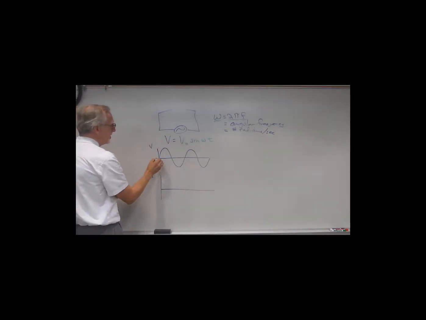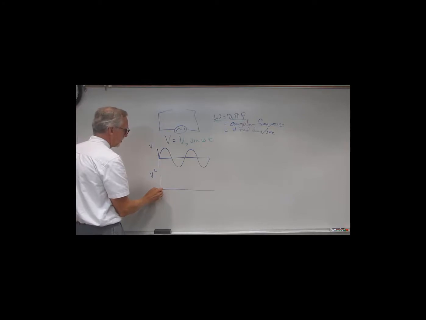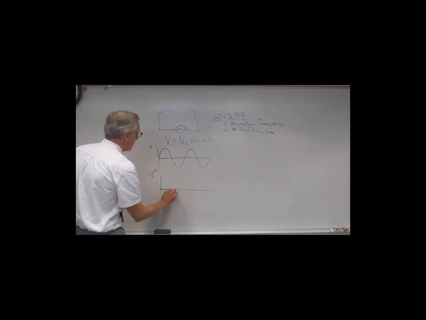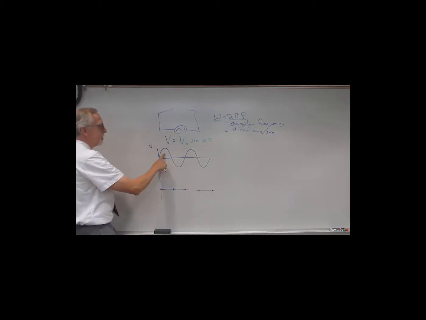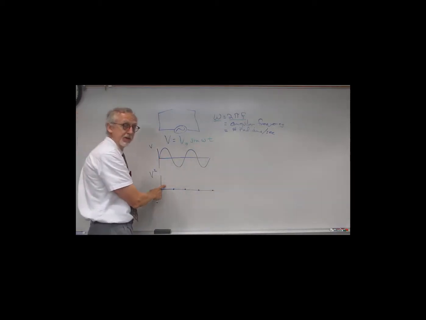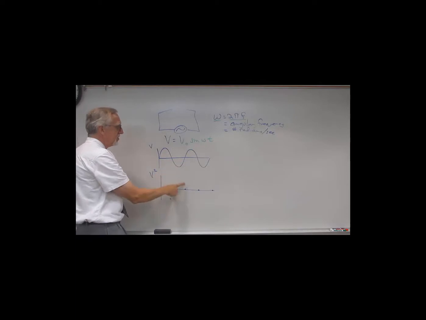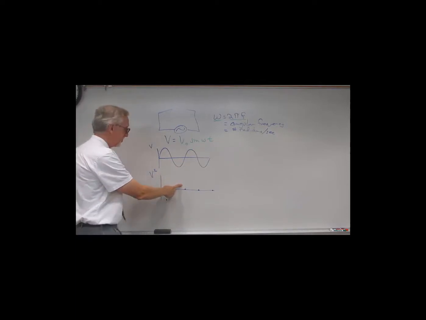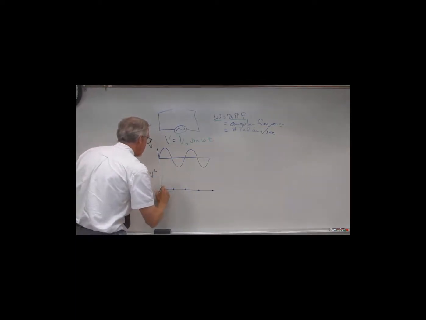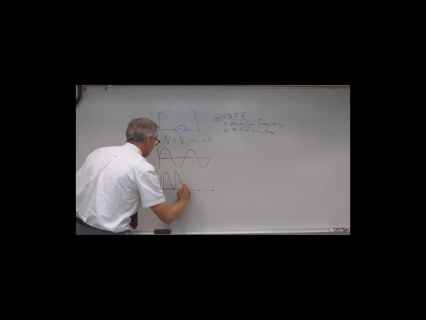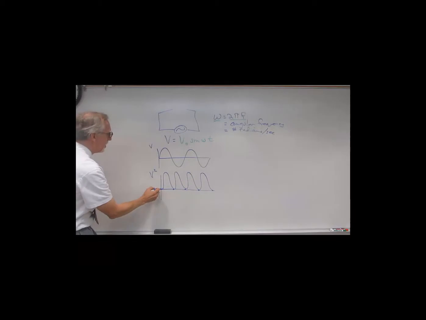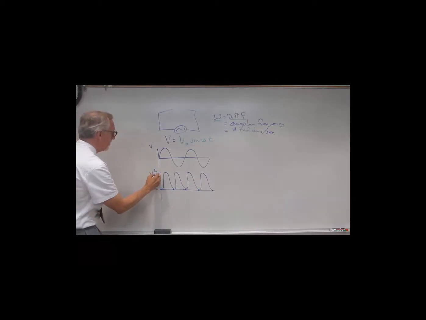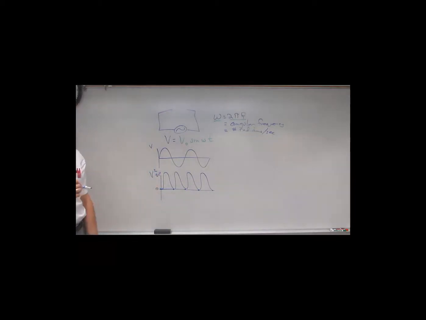Well, when the voltage is 0, the voltage squared will be 0. So it's going to be 0 here, here, here, here, here. When the voltage is positive, the voltage squared will be positive. And when the voltage is negative, the voltage squared will also be positive. So what it will look like is something like this, going from 0 to V naught squared.